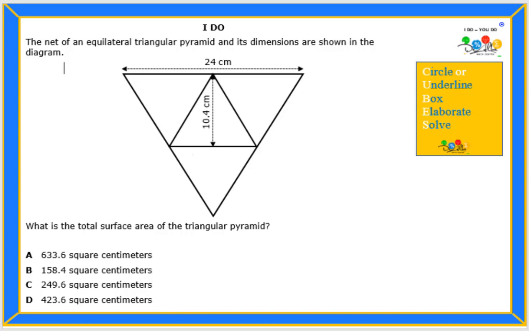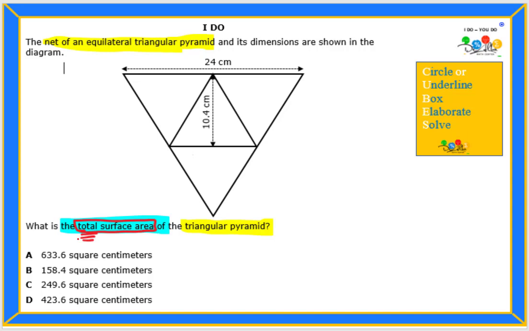Hello students, let's read this problem together. The net of an equilateral triangle pyramid and its dimensions are shown in the diagram. What is the total surface area of the triangular pyramid? So we are looking for the total surface area.